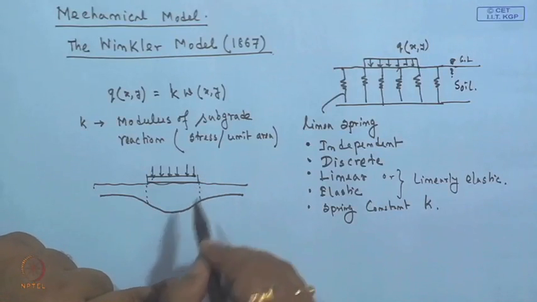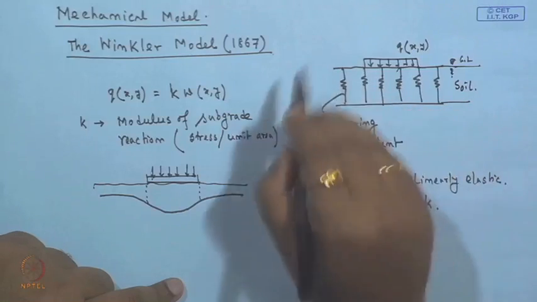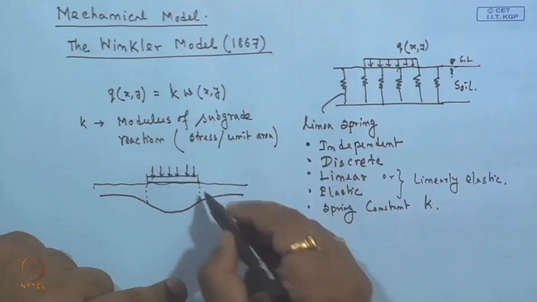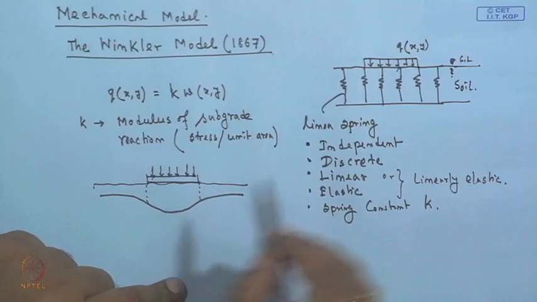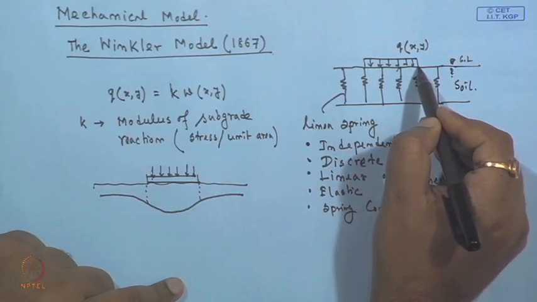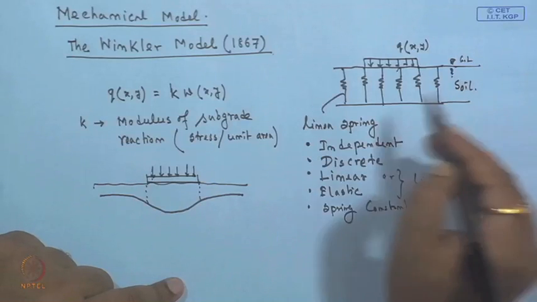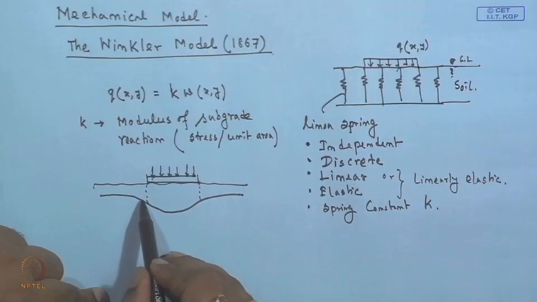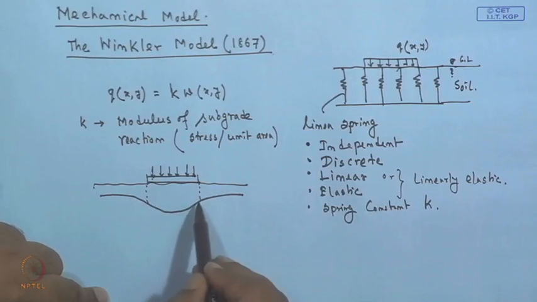But according to the Winkler model, these springs are not connected to each other, and the deformation is proportional to the load. So if there is no load, there will be no deformation. That means if we consider the Winkler model, beyond the loaded region we will not get any deformation. Actually, in the field that will not happen. In the actual case, we will get a deformation beyond the loaded region, but in the Winkler spring, we will get the deformation only within the loaded region.